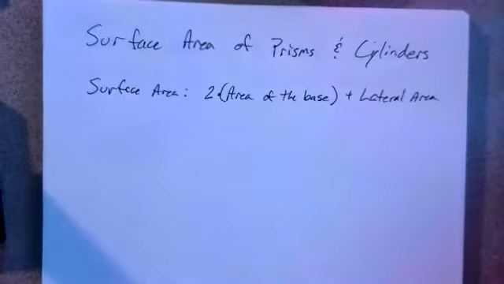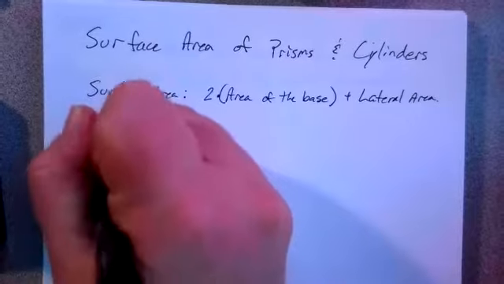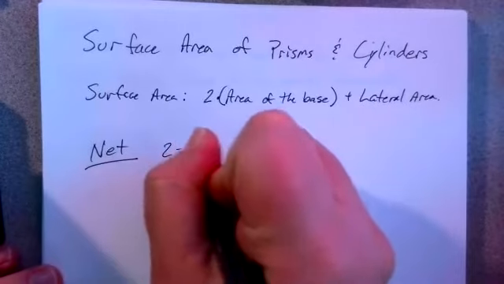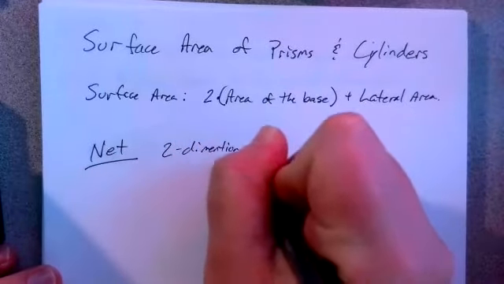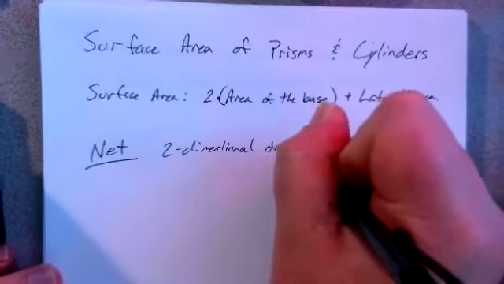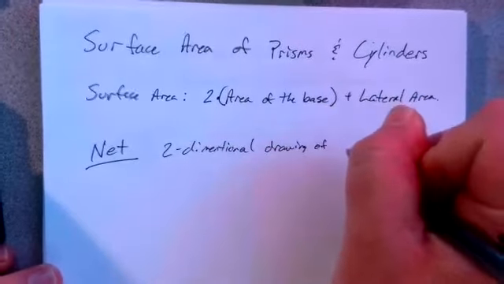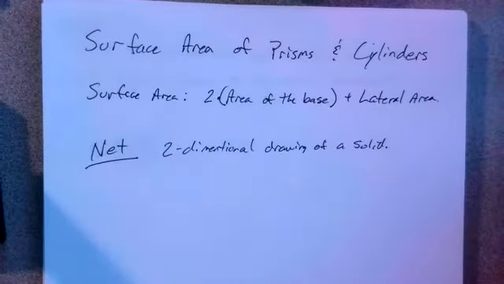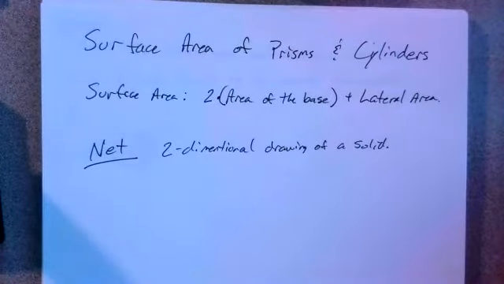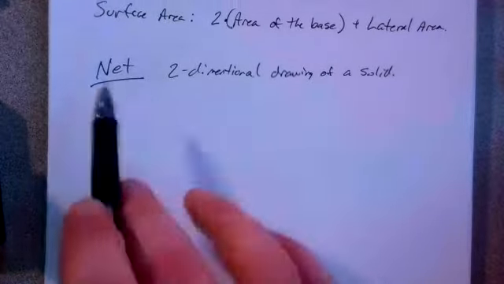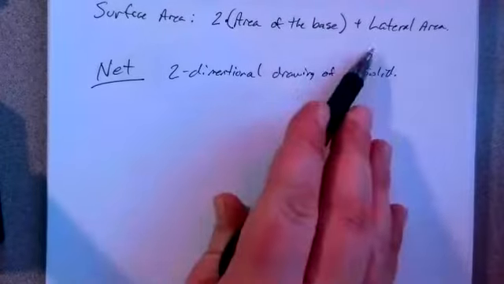Let's take a look at this. What we need to understand is something called a net. A net is a 2-dimensional drawing of a solid. And you want to think about that. When I opened up that triangular prism, that piece of cardboard, that is technically called a net. So let's take a look. A net is going to help us with the surface area and the lateral area.